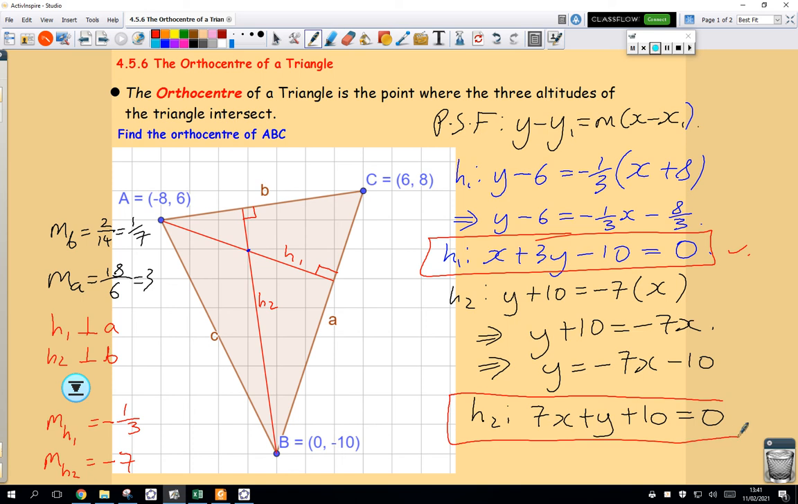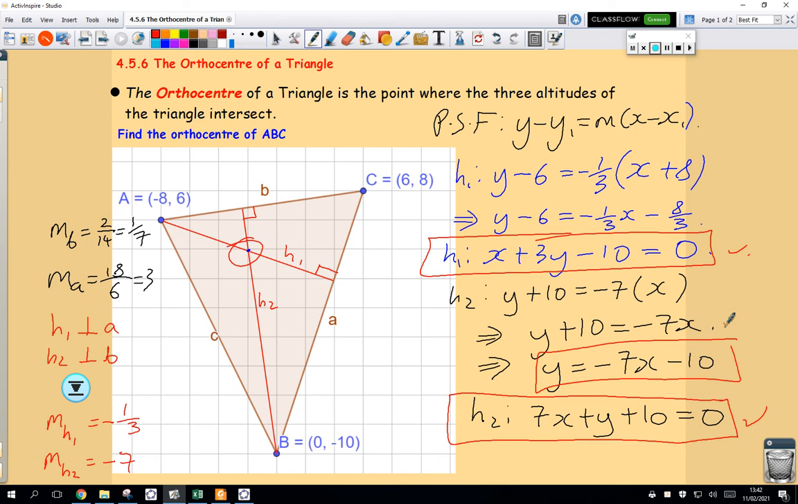So we have the equation of those two lines. So h2 is 7 times the x-coordinate plus the y-coordinate plus 10 should equal 0. 7 times 0 plus negative 10 plus 10 does equal 0. I'm pretty confident that's right. I'm actually preferring at the moment, for my next challenge, which is to find this point of intersection, I'm preferring this version of this second line.